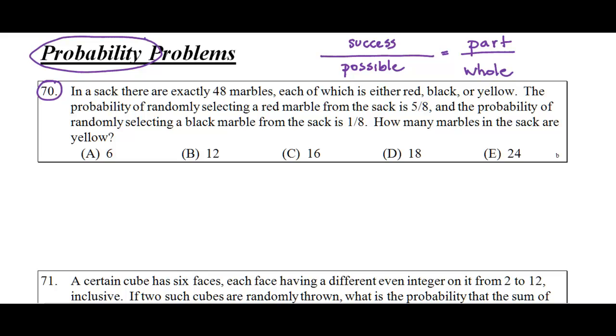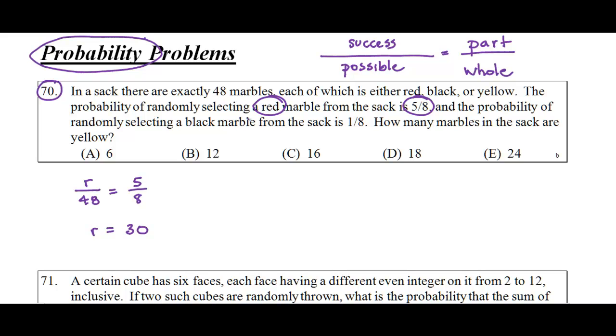All right, one way to do this is to say, okay, the probability of red is 5/8. So success is R, possible is 48, and that's 5/8. And so if I cross multiply and solve, what's R? Anybody get that? Or you all did it another way? I think R is 30, if you do it just right.